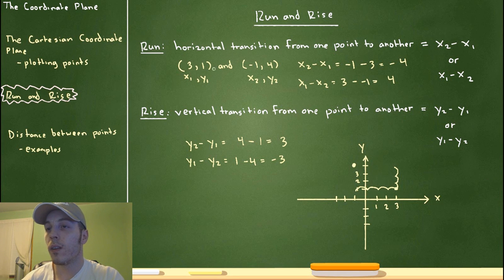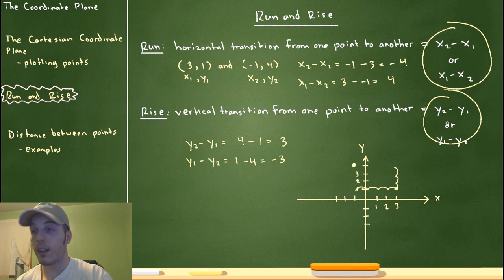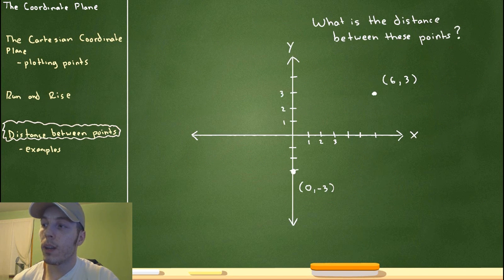So if you're given 2 points, you should be able to use these equations here or these equations here to find the run and the rise. Okay, and this is going to be really useful in later applications. And one application is coming up right here.